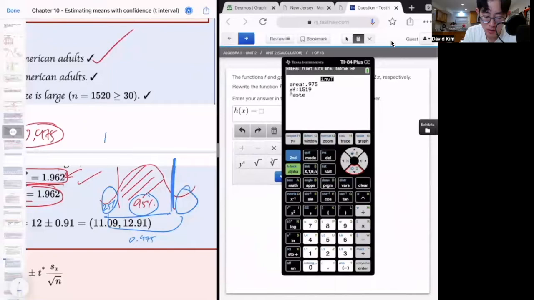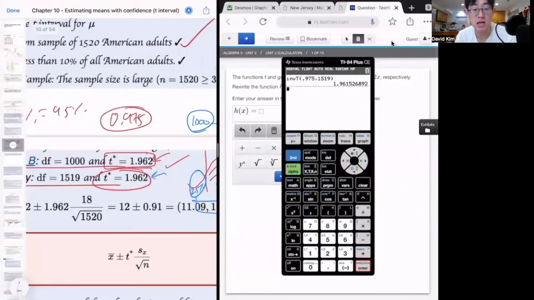Now, I know that the highest number on the table goes up to is 1,000. So anything that's well above 1,000, or even maybe a couple of hundred, you're always going to just use 1,000 and that should be good. So degrees of freedom is 1519, whether you use a table or technology to do this, your t-value, as you can see, should say 1.962.